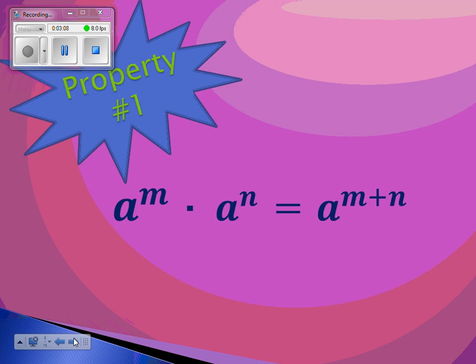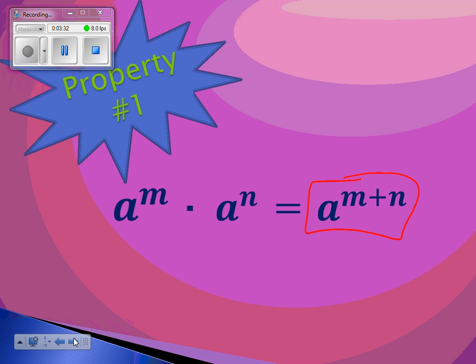Okay. This one says when we're multiplying the powers and the bases are the same, everybody agree? Bases are the same? You can do what to the exponents? You can add them. Okay, when you multiply powers, you can add them. Notice over here, what do you notice about the base? It's going to stay the same.